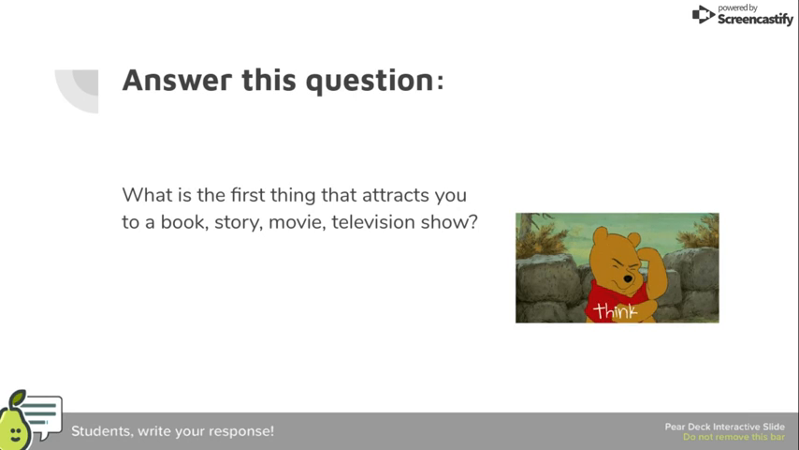So think about what attracts you to a book, a story, a movie, or a television show. Is it suspense? Is it the plot? Is it the characters? What is it?